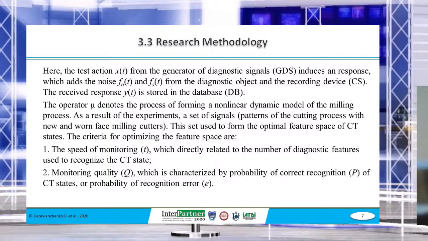optimizing the feature space are: first, the speed of monitoring T, which directly relates to the number of diagnostic features used to recognize the cutting tool states. Second, monitoring quality Q, which is characterized by the probability of correct recognition P or the probability of recognition error E. The block diagram of the algorithm for the formation of the optimal cutting tool states feature space is shown in figure 2. Next slide, please.